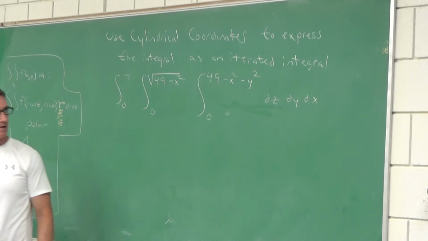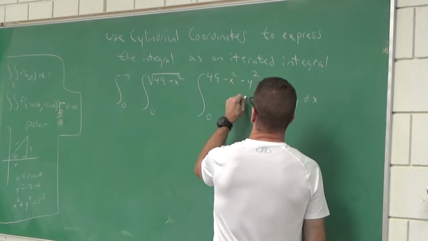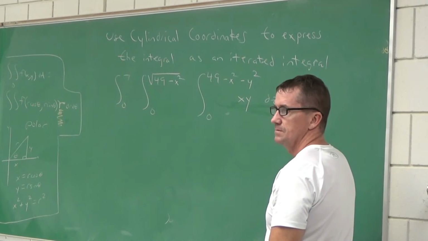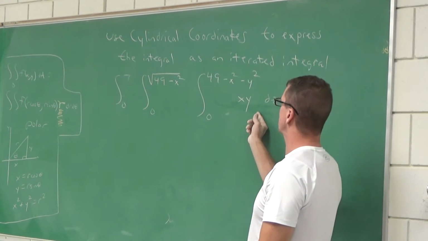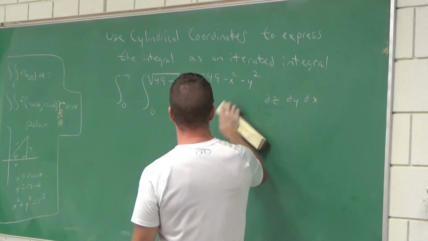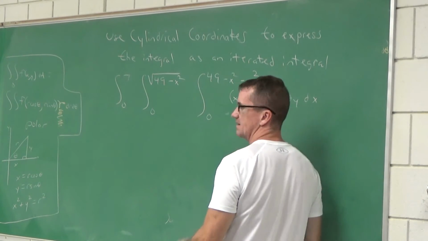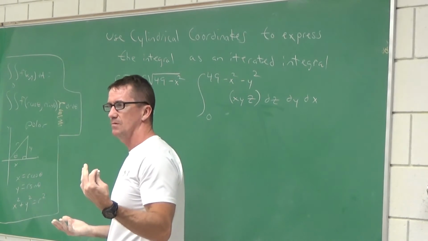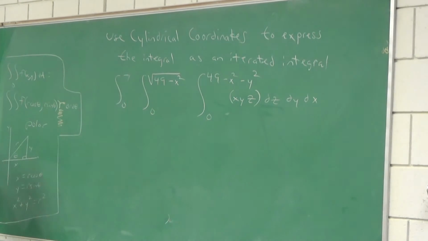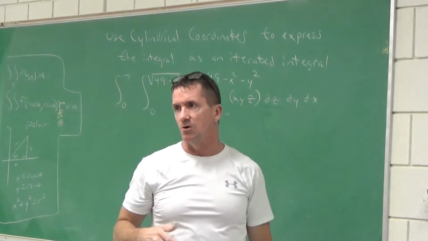Oh, wait a minute. They did have something there. I apologize. And when they had an XY here, they had an XY. Now, if they want us to go cylindrical, in fact, would you do me a favor? Let's make this XYZ. Hey, geometrically, in terms of real life application, what would this find? Do you agree this could find mass? This could find mass with the density is what? XYZ.